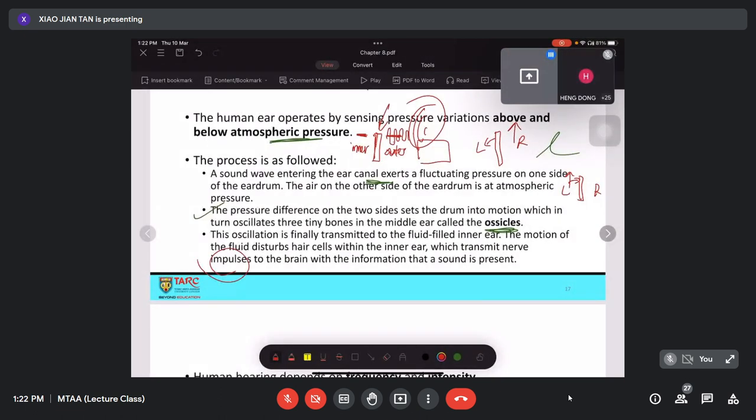The impulse is actually carried by, I think it's Na and Cl. Sort of, I forgot right here. But there will be a sort of impulse, just like electricity.